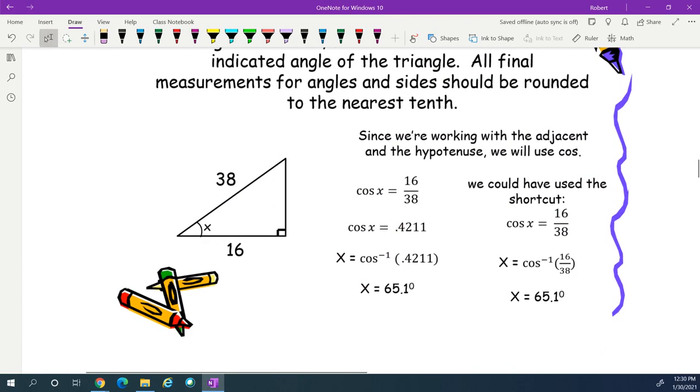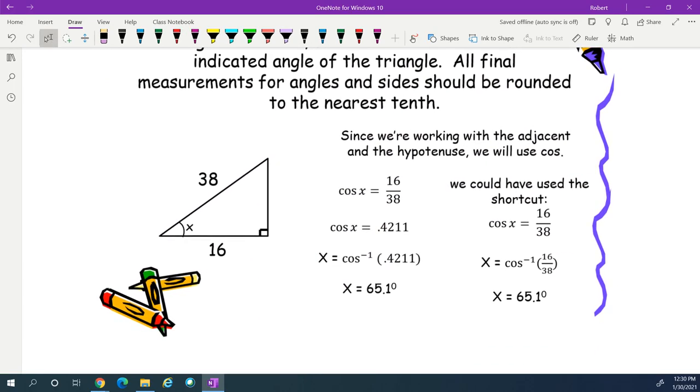Like before, we'll look at a worked out example. I'm going to look at my picture and identify the parts. So here's my angle. I have the hypotenuse and the adjacent. So that forces me to use cosine. No choice. Just like before.